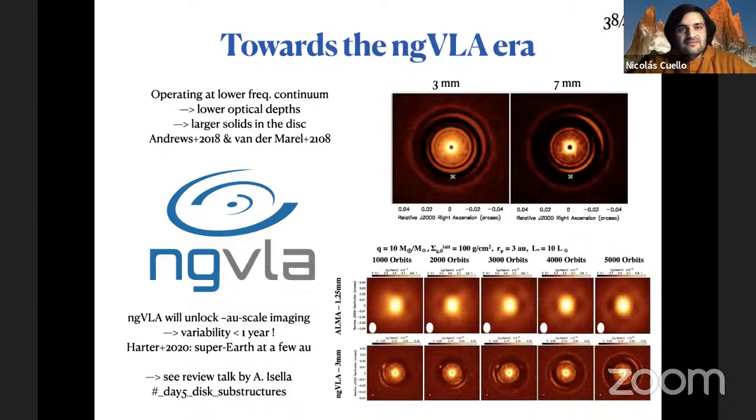And before I leave, I want to advertise that with NGVLA, we're going to unlock the AU scale, and we're going to be able to see variability on the order of 1 year or even less. So here I'm showing results by Harter et al., where they put a super Earth at a few AU, and they do see some variability, and they can recover a very nice structure with the NGVLA. So these are predictions. And there's going to be a review talk tomorrow on this.